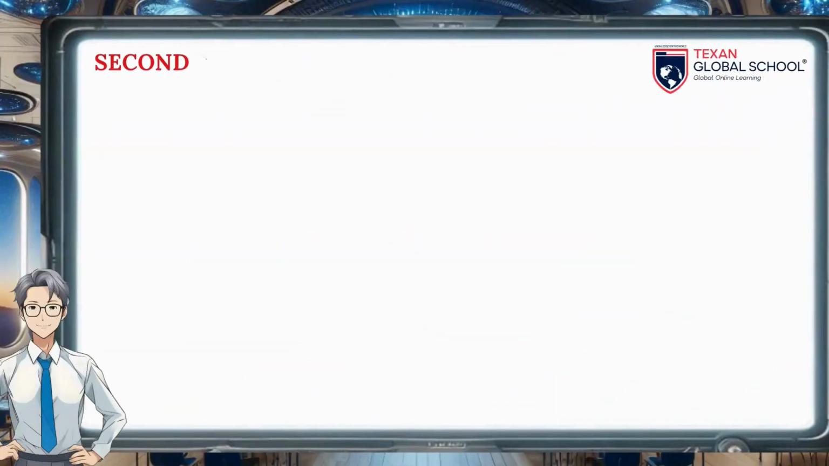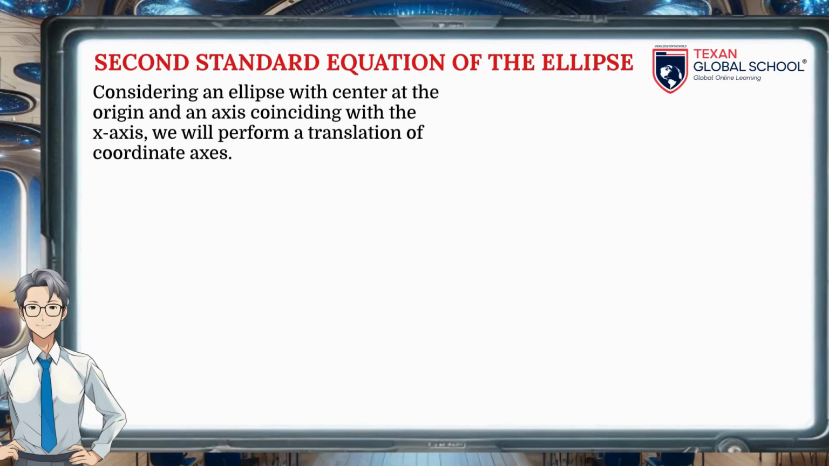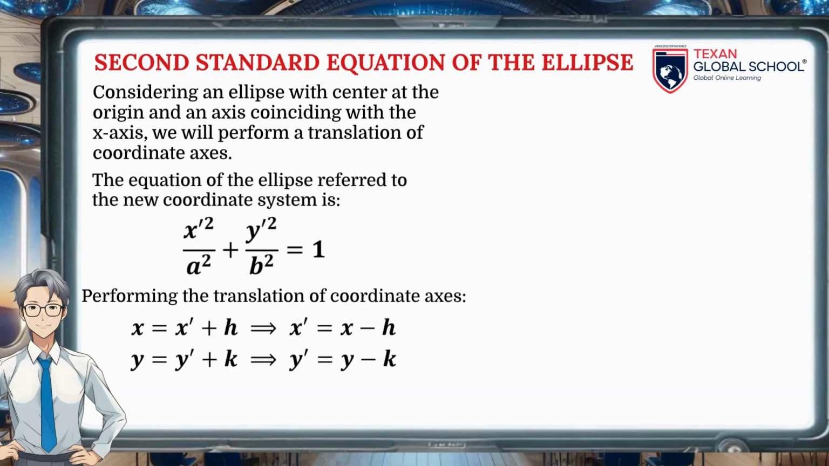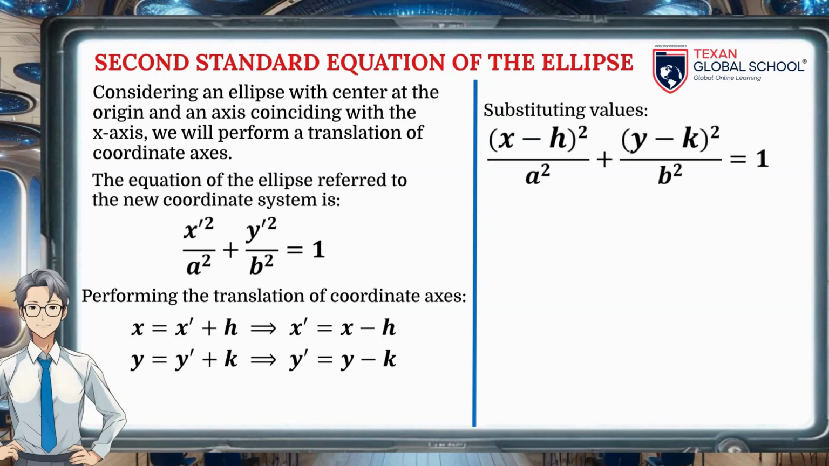Considering then an ellipse with center at the origin, an axis coinciding with the x-axis, let us perform a translation of coordinate axes. The coordinate axes can be moved parallel to a new origin (h, k). The new parallel coordinate axes will be x' and y', generating new coordinates. Then, the equation of the ellipse referred to the new coordinate system is shown on the blackboard.